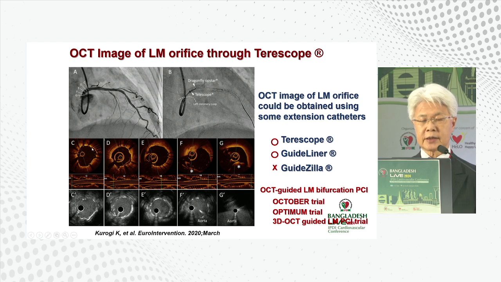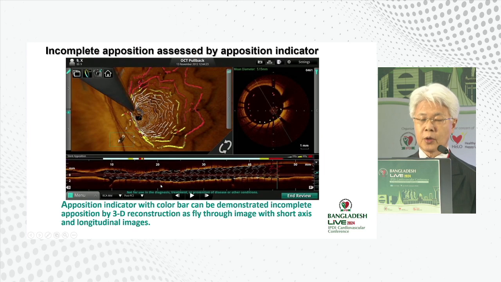OCT can clearly see the left main orifice if you use a telescope, as shown in this slide. This is compared with IVUS and OCT. By OCT, a malposition indicator with a color bar can demonstrate incomplete apposition by 3D reconstruction, by flying through images with short axis view and longitudinal view. The color bar demonstrates the incomplete apposition in red.